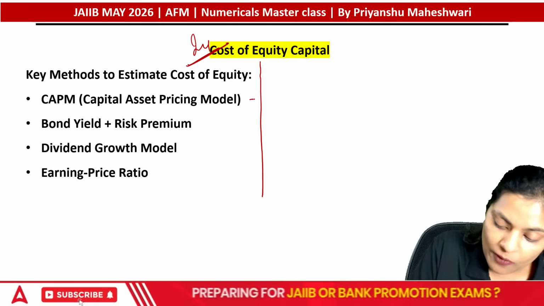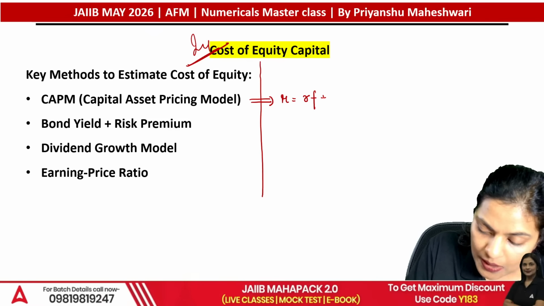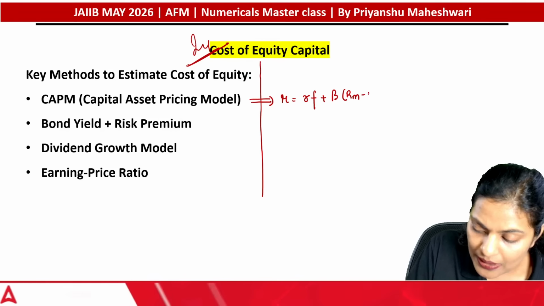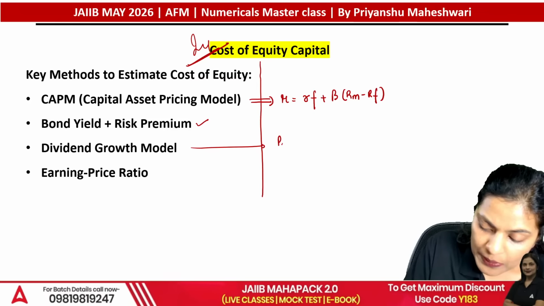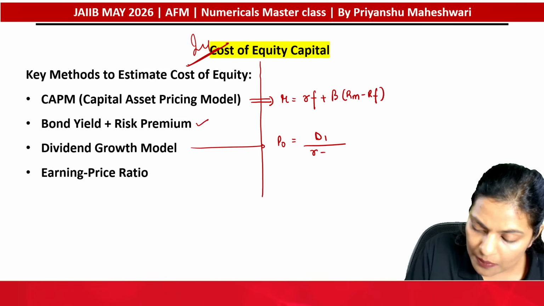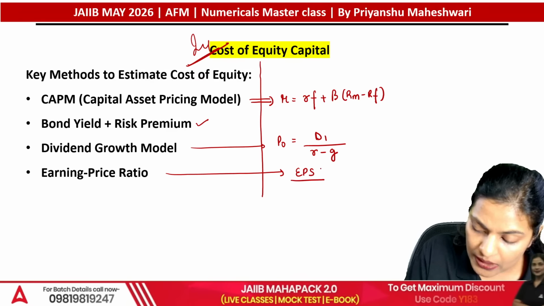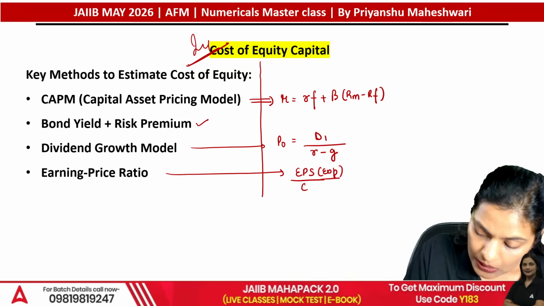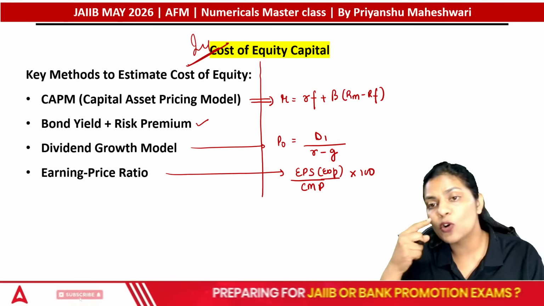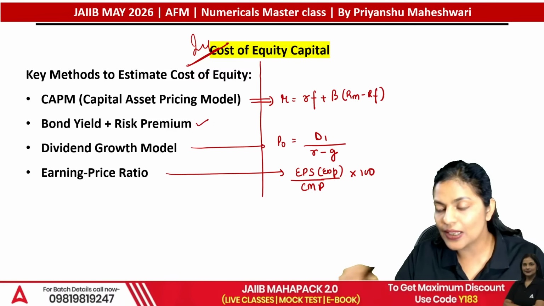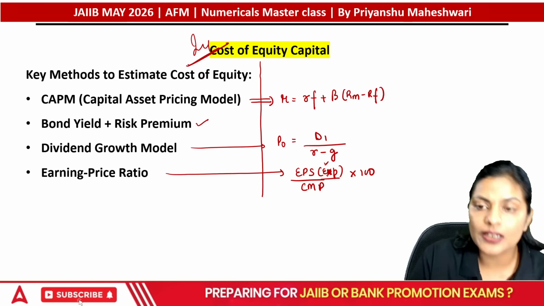Correct? Now, what is the formula of CAPM? Let's write down the formula. R is equal to RF plus beta into RM minus RF. Correct? This is directly the formula. Dividend growth model, P0 is equal to D1 upon R minus G, and earning price is earning per share upon expected earning per share. Let's say if they ask in a question the formula, and if they have written earning per share and then they have also written expected earning per share, you might feel that it is given wrong, same options are there. No, the difference is there. It is supposed to be expected earning per share.